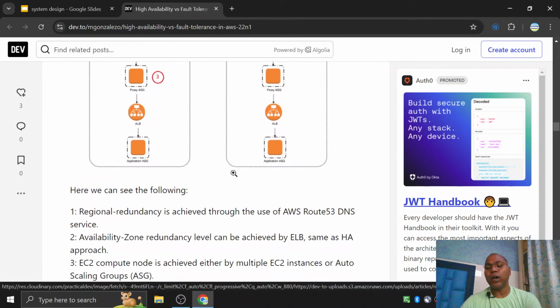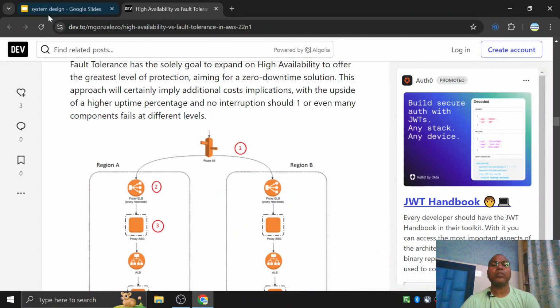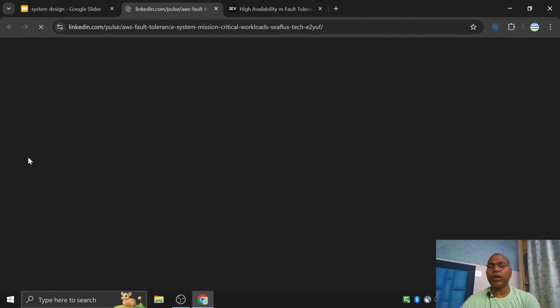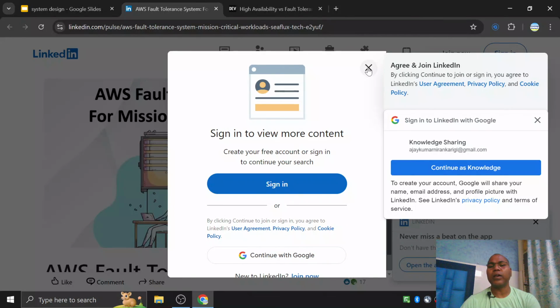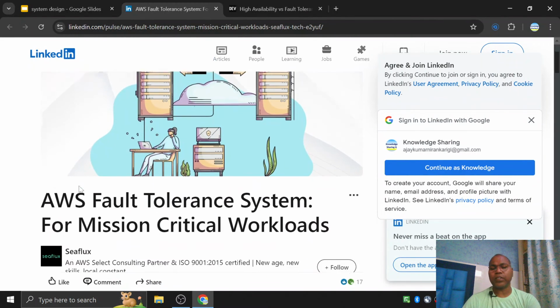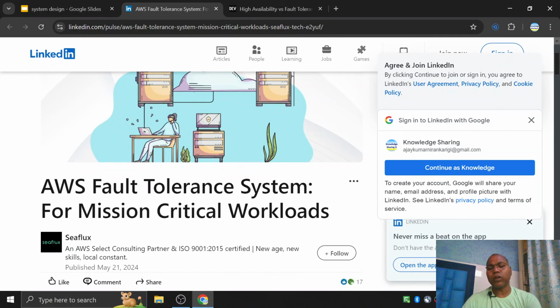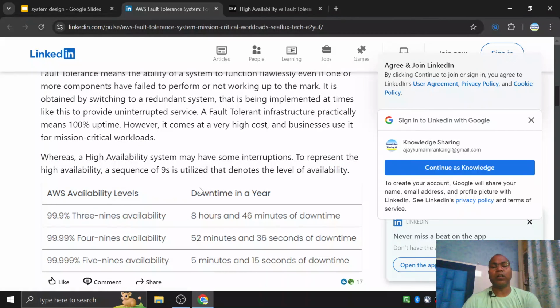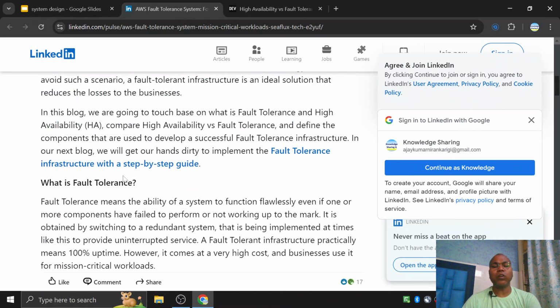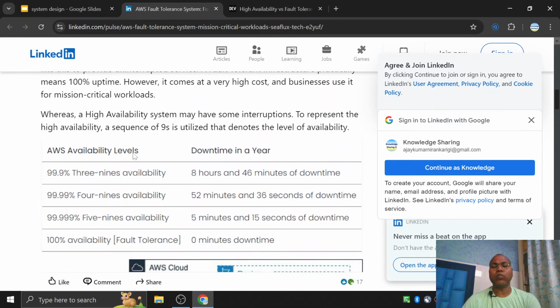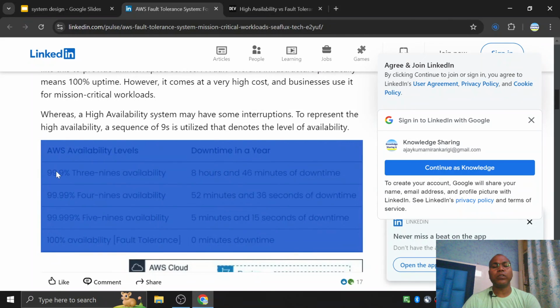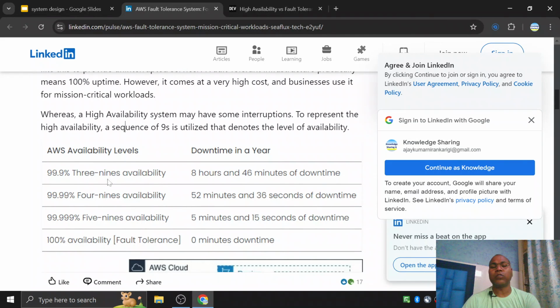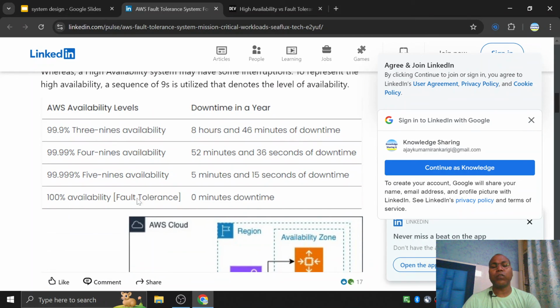Similar infrastructure is already deployed. Okay, so you can take these different reference architectures, just Google it, and you can find different architectures for LinkedIn, for AWS, for Google, and they have implemented very fault tolerant systems for all their mission critical applications. So fault tolerance generally ensures, and AWS also shows different levels of 99% availability, like maybe 8 hours or 46 minutes of downtime in 1 year. And if your system is very fault tolerant, you can say zero downtime and 100% availability.